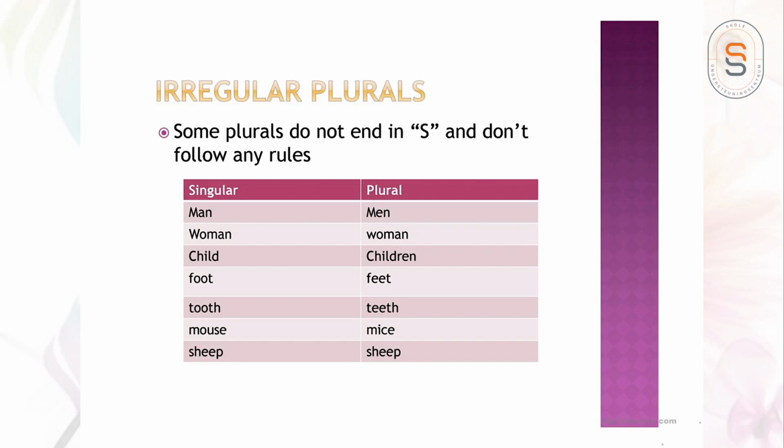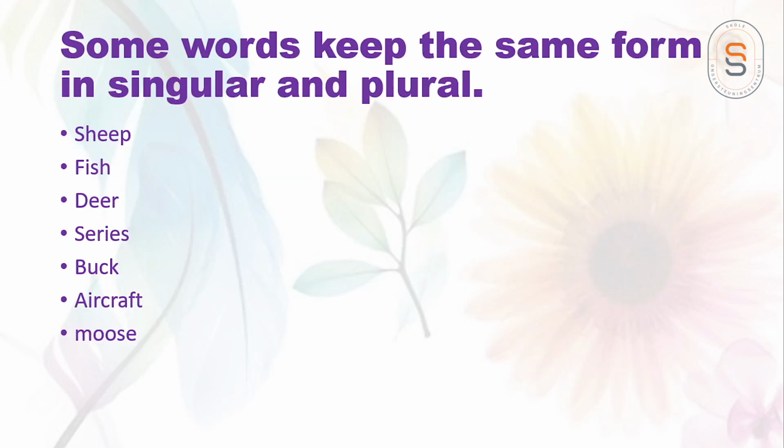Right, and then we have irregular plurals. Some plurals do not end in an S and don't follow any rules. And those are man and men, woman and women, child and children, foot and feet, tooth and teeth, mouse and mice. And remember, some words keep the same form in singular and plural. For instance, sheep and fish and deer and series and buck and aircraft and moose.